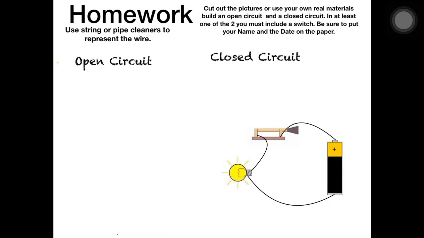And here we have a closed circuit with a switch. So our wire on the bottom is going from the battery to the side of the light bulb bottom, and then we have a wire going from the very bottom to the switch, and a wire going from the switch to the top of the battery. And since the switch is closed, then the light bulb will light. So this again is a closed circuit.